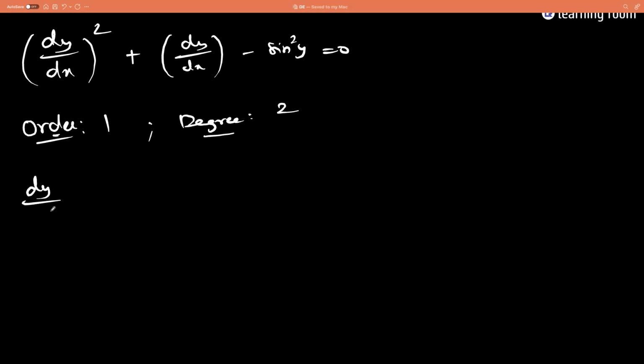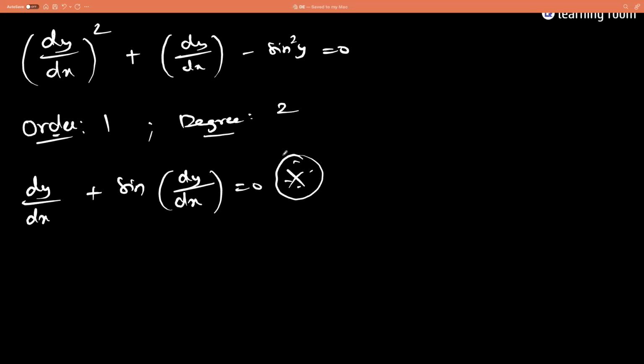Similarly, if you see dy by dx plus sine of dy by dx is equal to 0. This is an important one. Concentrate, okay? So dy by dx plus sine of dy by dx. What is going to be the order? Order is 1. But what is the degree? The degree in this case is not defined.